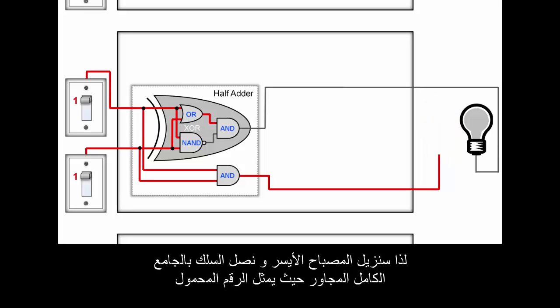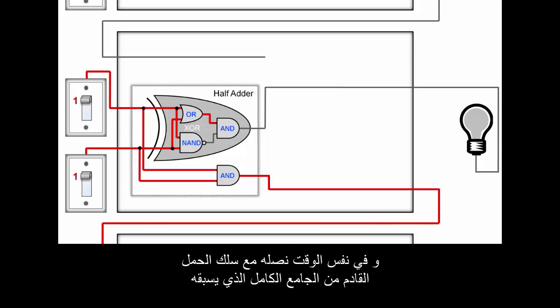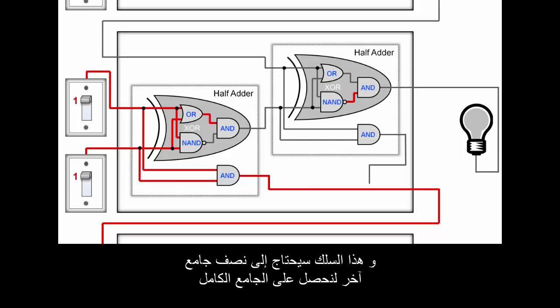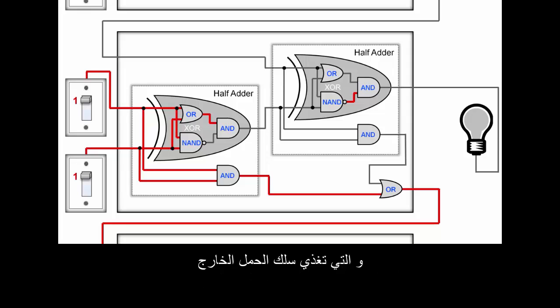So let's remove the left light bulb and run that wire down to the next full adder as the carry-out, while at the same time accepting a carry-in wire from the previous full adder. This carry-in wire is why we need another half adder in order to make our full adder. The two separate AND gates in our half adders connect to an additional OR gate at the bottom right, which then powers our carry-out wire.